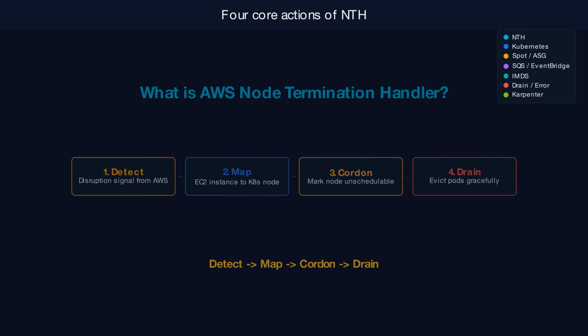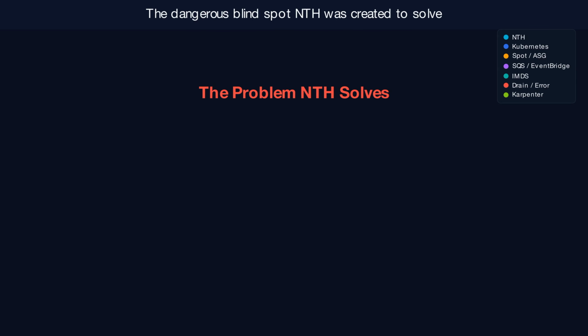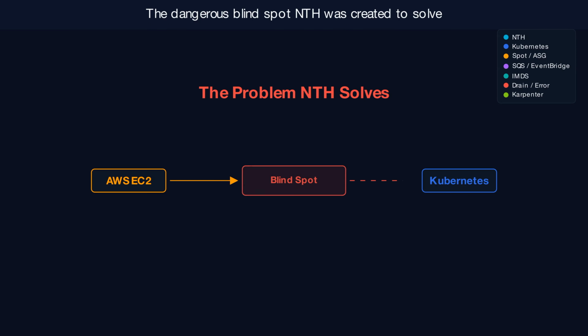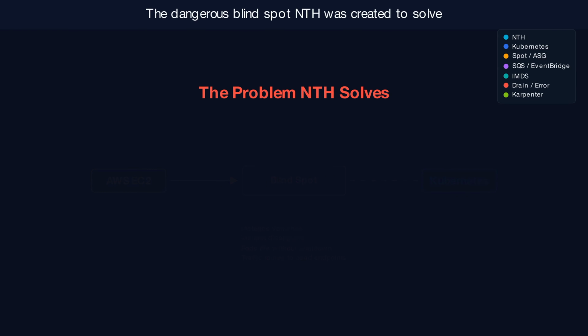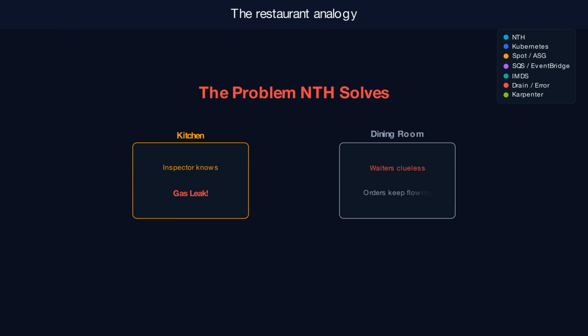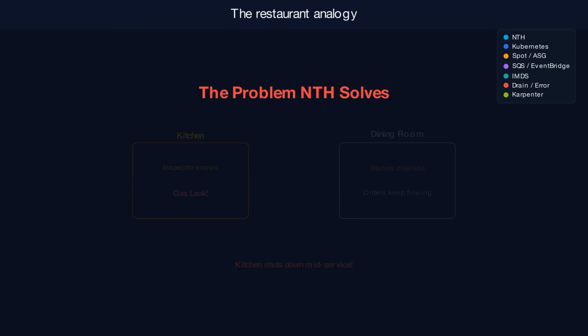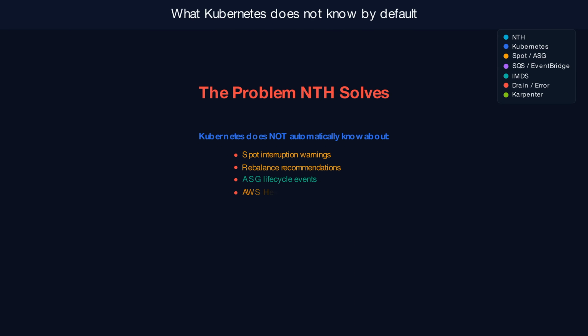Before NTH, many Amazon Elastic Kubernetes Service environments had a dangerous blind spot. AWS knew a node was about to be interrupted. Kubernetes did not. The instance vanished, kubelet disappeared, pods died without a clean shutdown. Services kept routing traffic to dead endpoints, and stateful workloads suffered longer recovery. Imagine a restaurant where the health inspector knows the kitchen has a gas leak, but nobody tells the waiters. Customers keep getting seated, orders keep flowing, and then the kitchen shuts down mid-service. That is what happens without NTH.